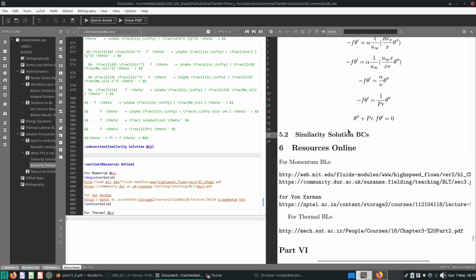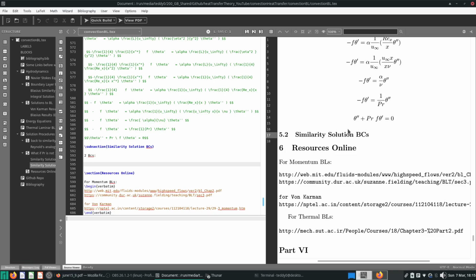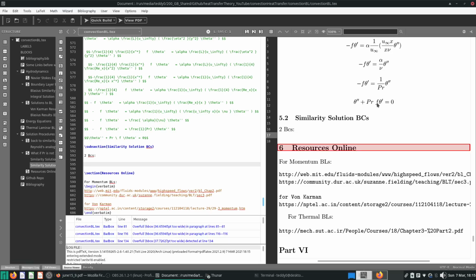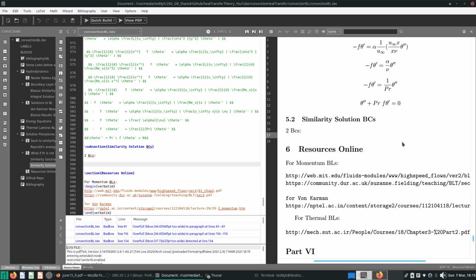To find the temperature profile, we first need two boundary conditions, because this is a second order linear ODE. Of course, there's this f down here, which is a known function of eta. So that's not really a problem. It doesn't really depend on this theta double prime, so we don't have to worry too much.